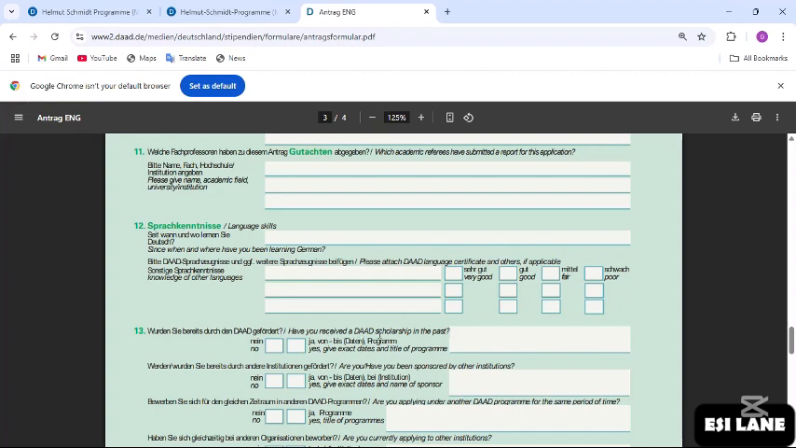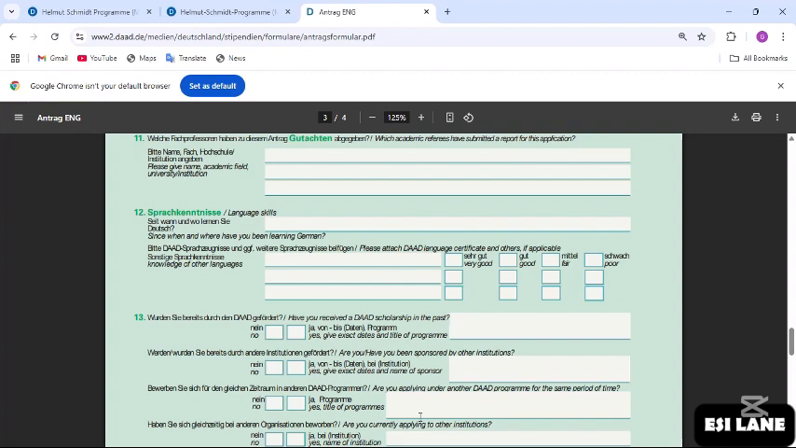Have you received a DAAD scholarship in the past? So you are going to select yes or no. If yes, you give exact date and title of the program. Then are you or have you been sponsored by other institutions? Yes or no. Then are you applying under another DAAD program for the same period of time?